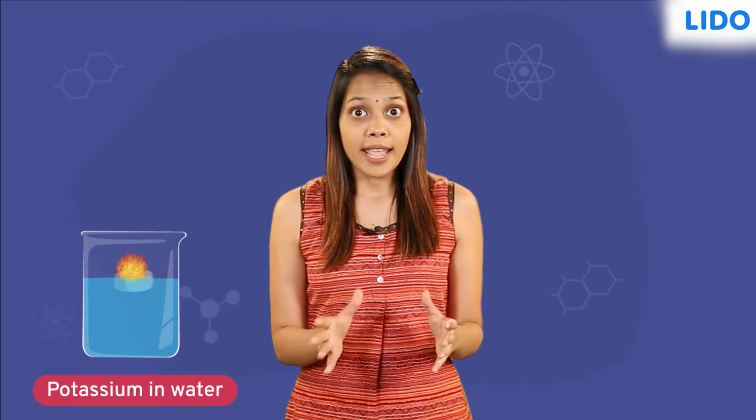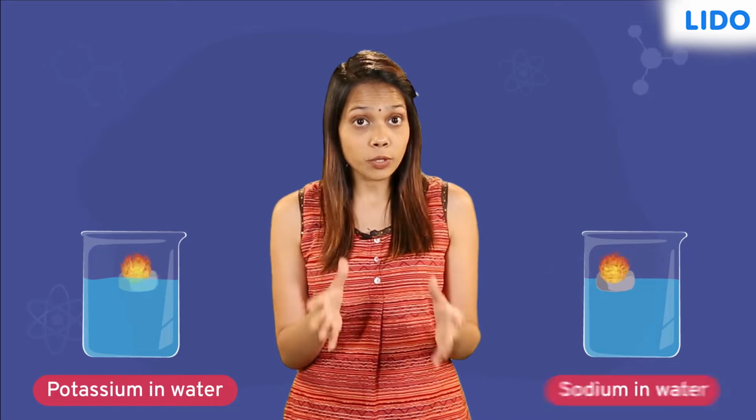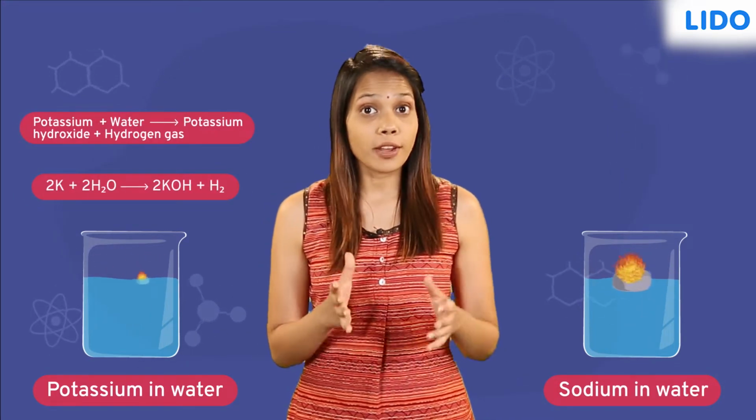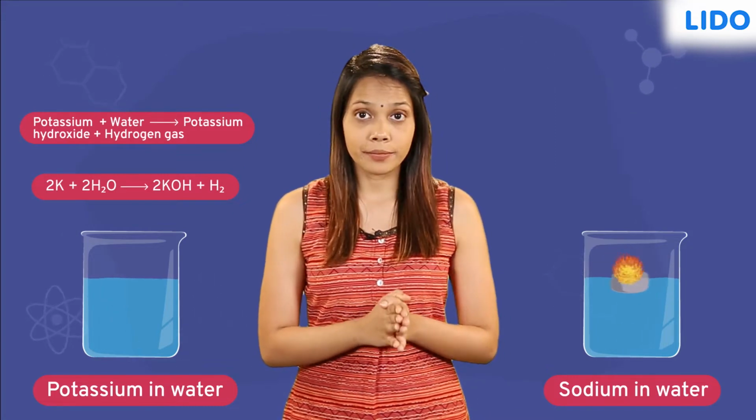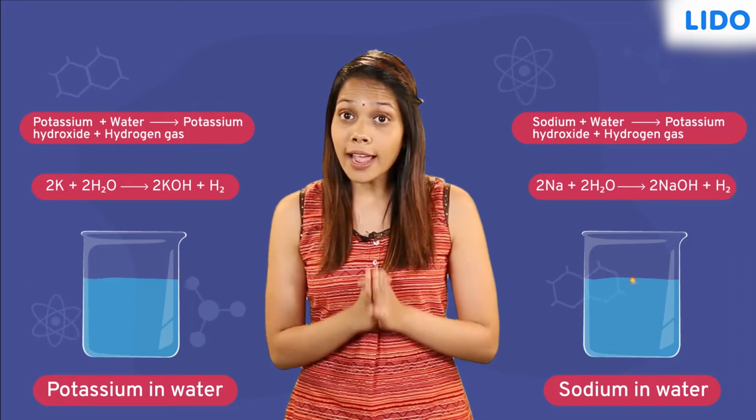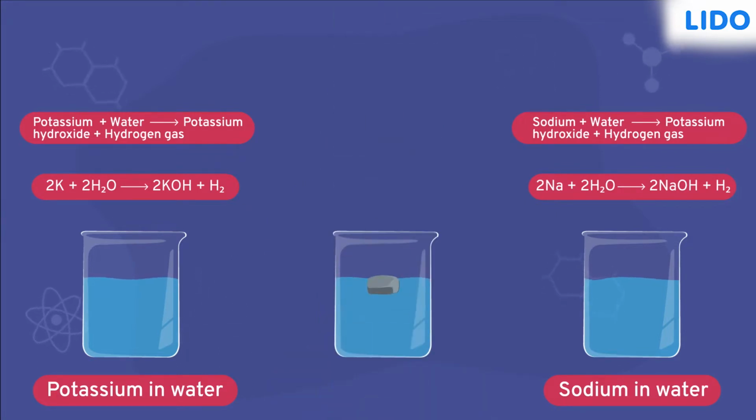But if you put the metal potassium in water, it catches fire almost immediately, and the same goes for sodium. Potassium reacts with water to form potassium hydroxide and hydrogen gas, whereas sodium reacts with water to form sodium hydroxide and hydrogen gas. If we put calcium in water, it sinks.